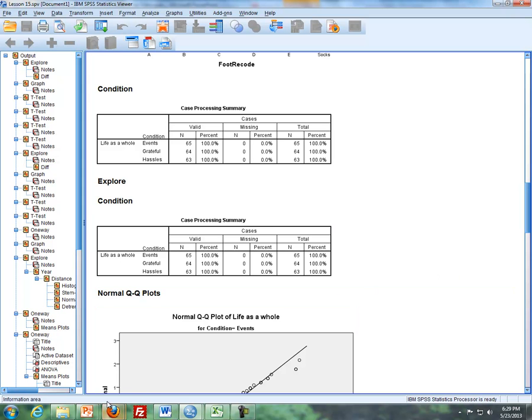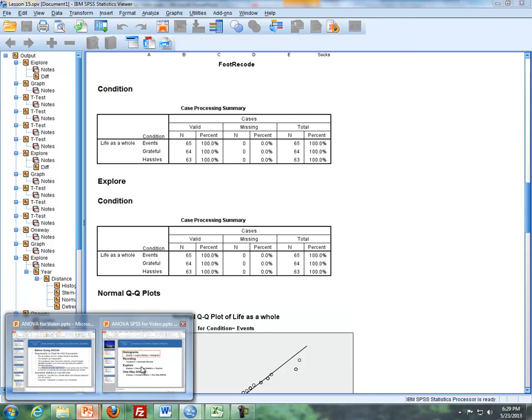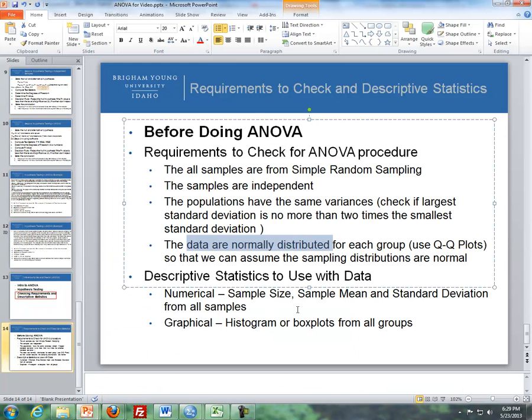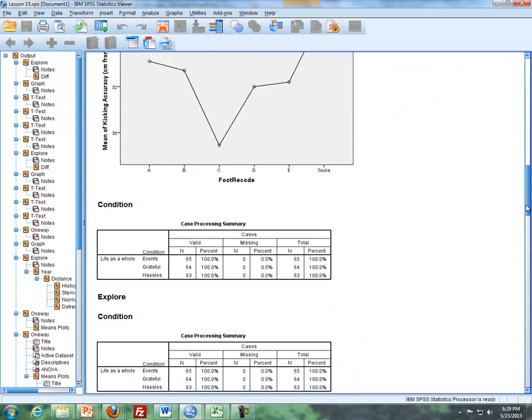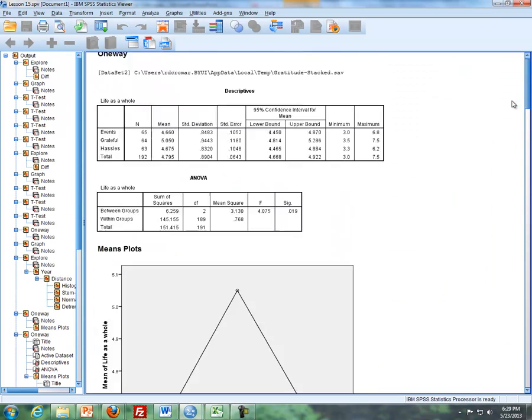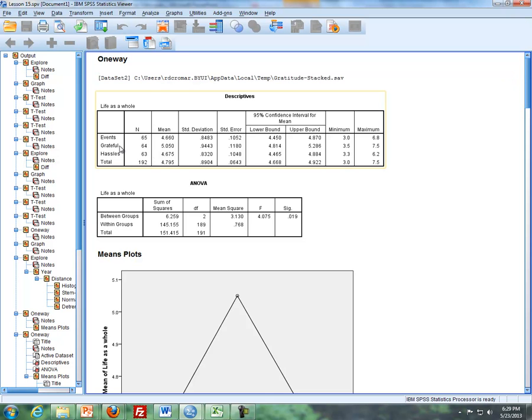The one last thing to mention in this video is the descriptive statistics. For the numericals, we want the sample size, the sample mean, and the standard deviation for all the samples. And for the graph, we can do either a histogram or a box plot for all groups. Okay? So here are some examples, with the 3 groups: the hassles, the grateful group, and the events group. We can get the sample size, the means, and the standard deviations from all these groups.